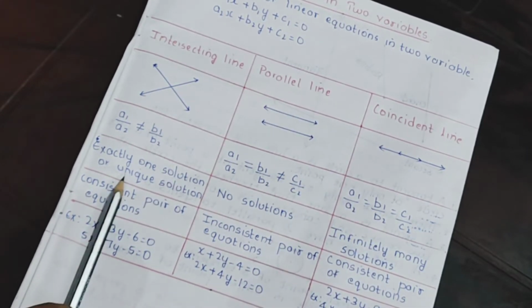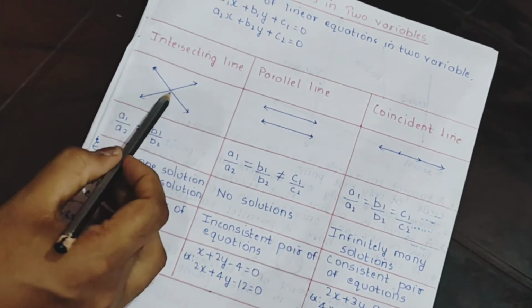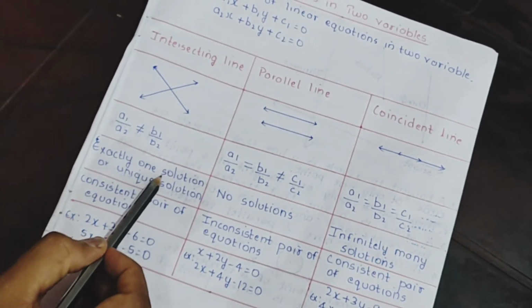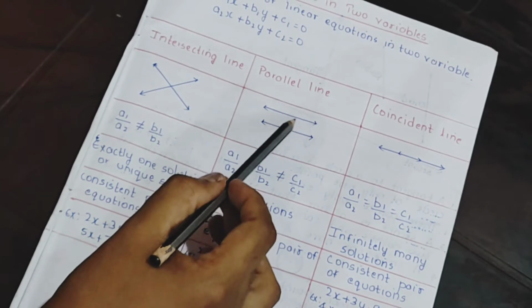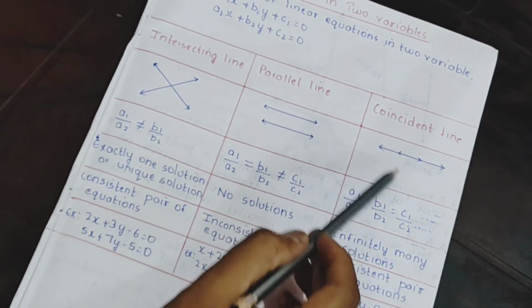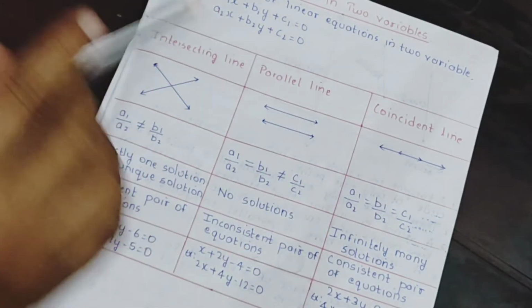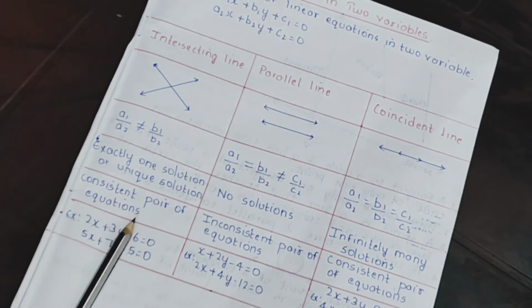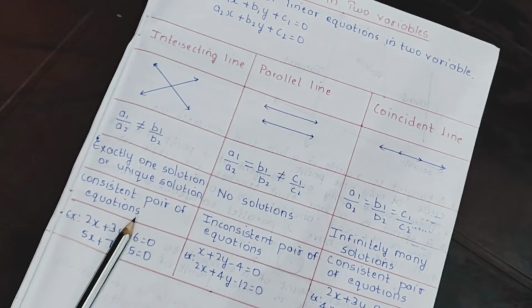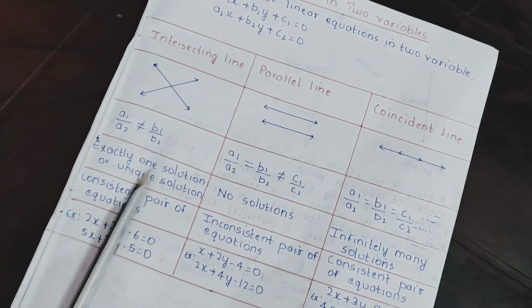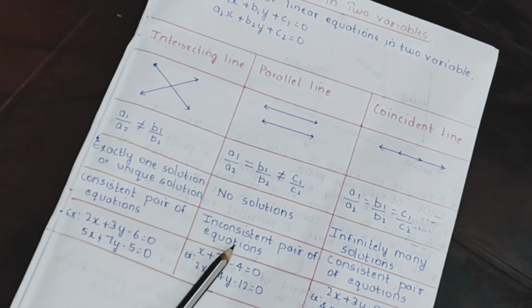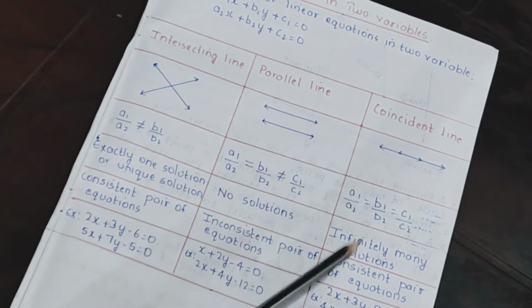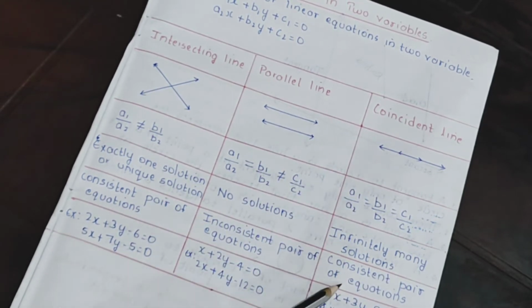And you know the solutions. Intersecting lines intersect at only one point, so they have a unique solution, or one solution. Parallel lines do not intersect anywhere, therefore no solution. Coincident lines lie one on the other, therefore they have infinitely many solutions. Now I hope you know this also: if there is a solution, that pair of equations is consistent. Parallel lines do not have a solution, therefore inconsistent. Coincident lines have many solutions, therefore they are also consistent.